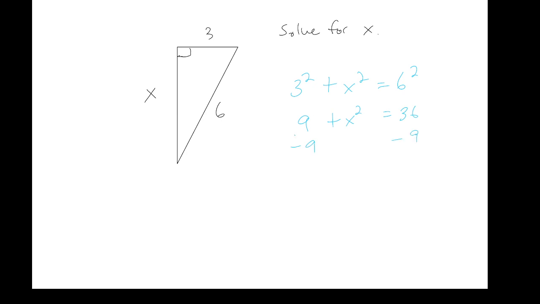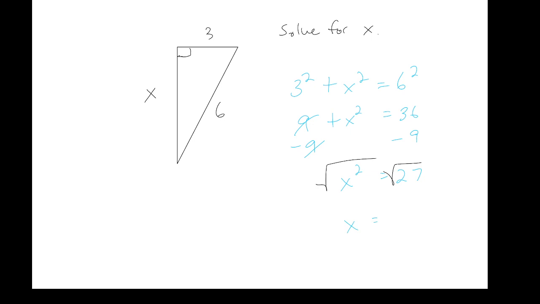Subtract 9 from both sides. X squared is equal to 36 minus 9, which is 27. And then how do we get the x by itself? Well, we have to undo the operation being done to x, which is squaring it. So we'll take a square root. X is now by itself.